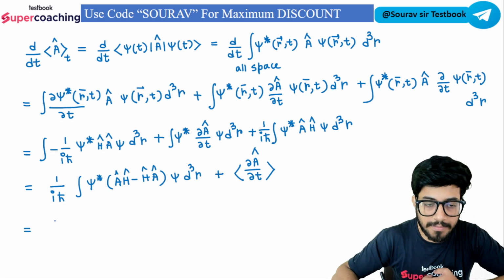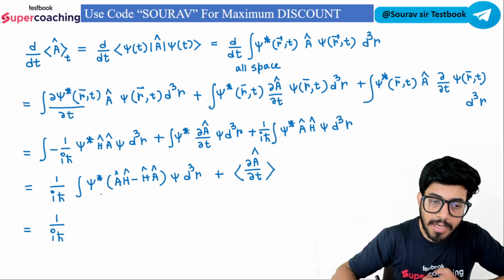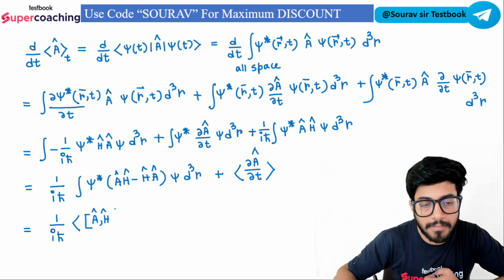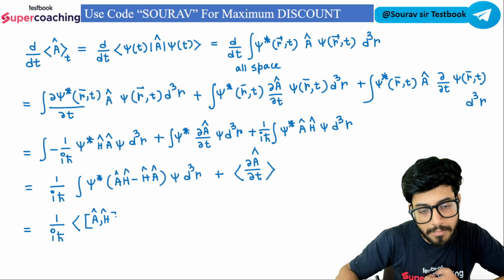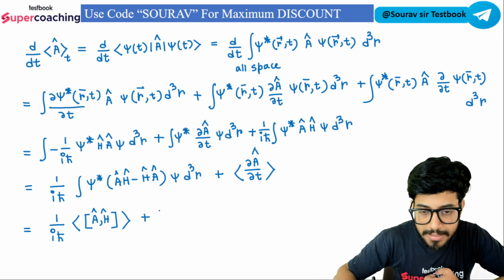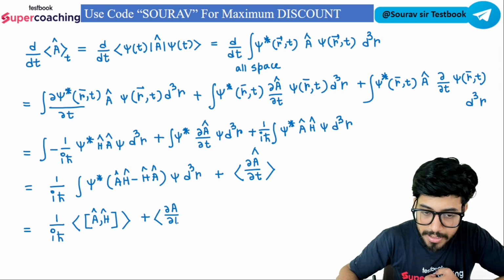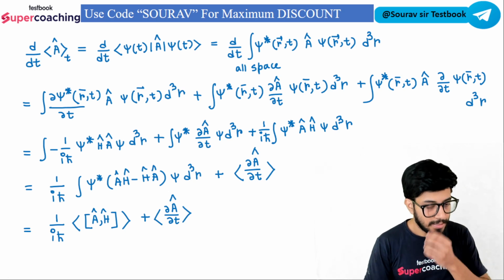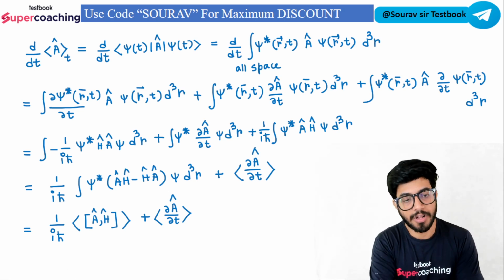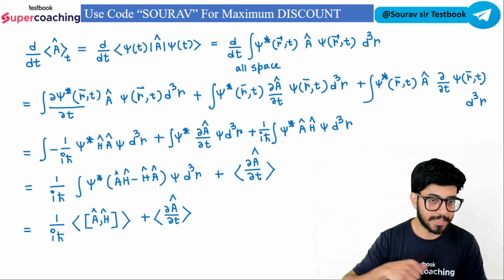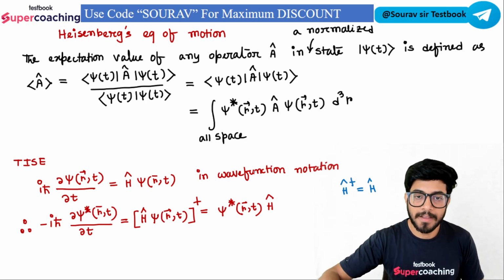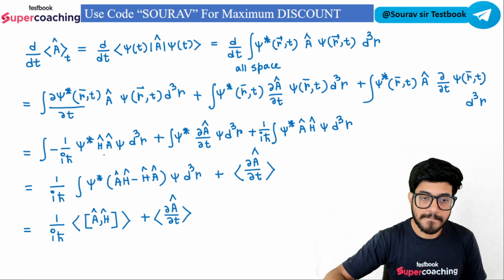On the next line, this one becomes 1 by i h cut. This one can be very well written as expectation of commutator of A comma H, plus A with respect to t. Done. So 1 by i h cut, expectation of commutator of A comma H plus partial differentiation of A with respect to t expectation. So this is basically Heisenberg equation of motion. So these are the prerequisites which are necessary.